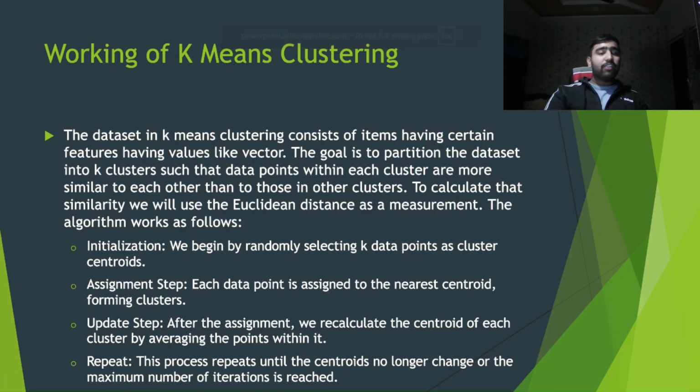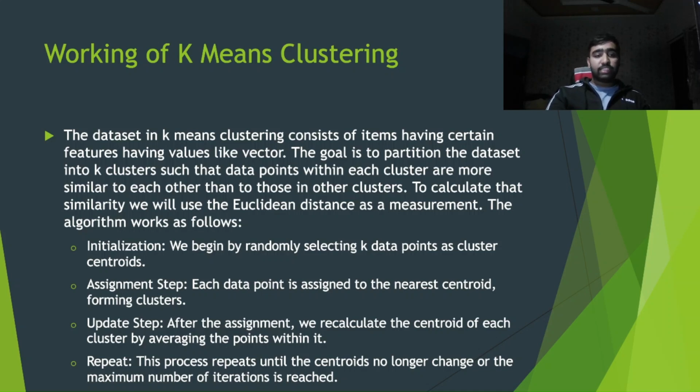Now let's understand the working of k-means clustering. The dataset in k-means clustering consists of items having certain features with values like a vector. So the data points in k-means clustering are often considered as vectors. The goal is to partition the dataset into k clusters such that data points within each cluster are more similar to each other than to those in other clusters. To calculate the similarity, we will use the Euclidean distance as a measurement. The algorithm works as follows.